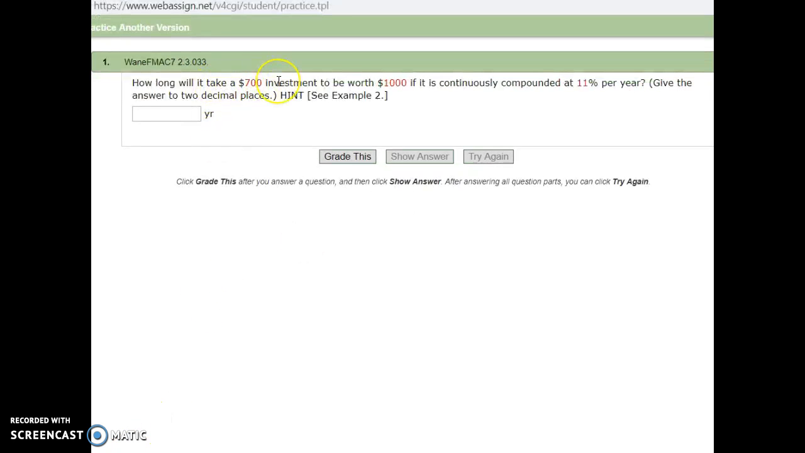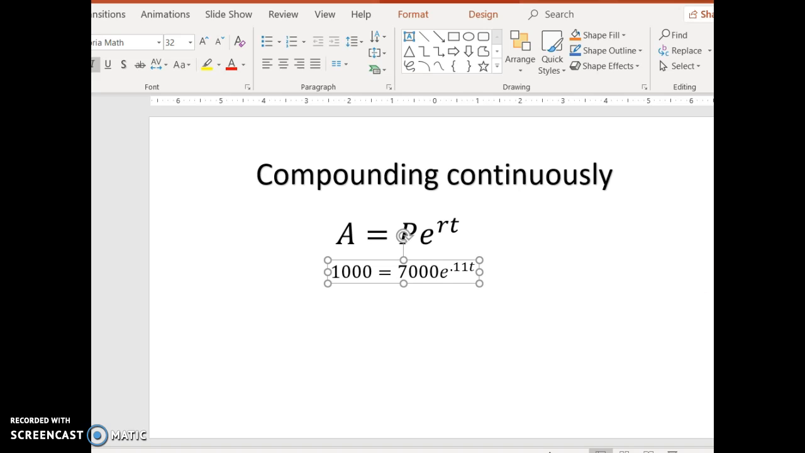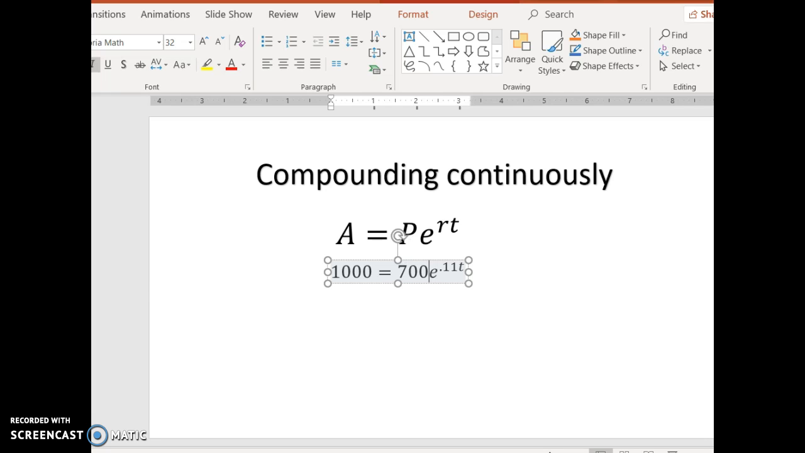Okay, now we're looking at a $700 investment worth $1,000 if continuously compounded at 11% per year. Okay, so I put this in right here is the formula. So this is what we want it to be. Oops, I've got one too many zeros. And we want to see that's 0.11, that's 11%, times t. So in order to get to the t, we have to divide both sides by 700.